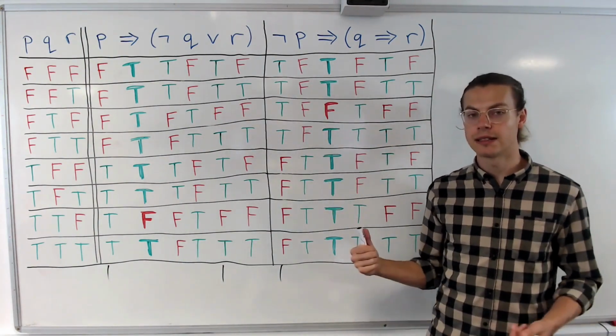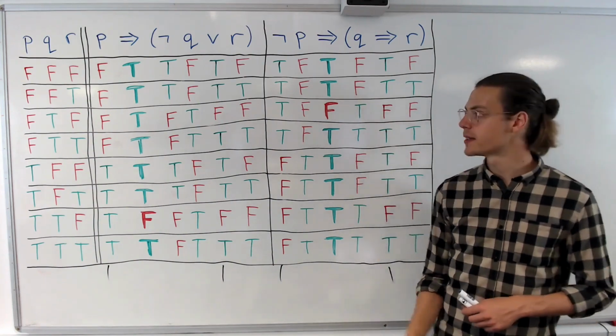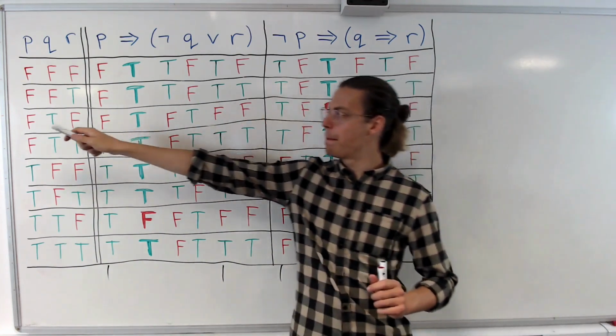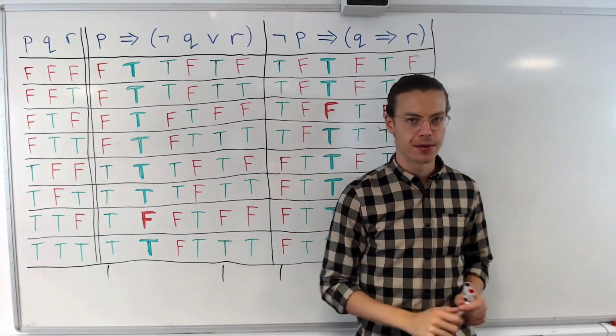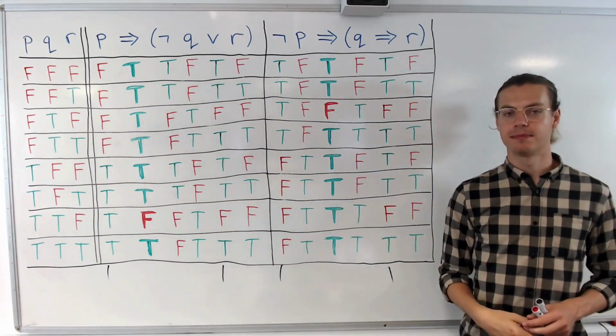We can see that the only time this formula is false is if P and R are both false and Q is true. And we're done.